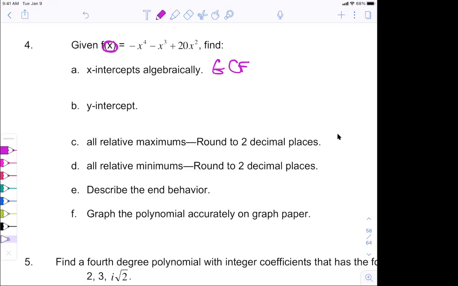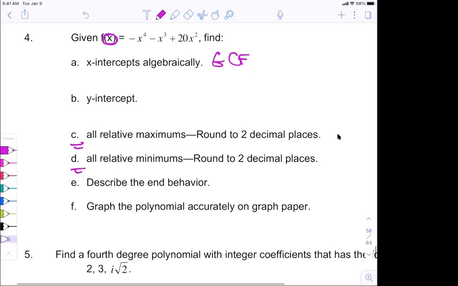Part C and D, finding the max and mins, that's the way you use the calculator. And then describing the end behavior: as x goes to infinity, y does this. As x goes to negative infinity, y does this pattern. So that would be that end behavior. And then graphing it. And you will be given a problem just like that. So it'll look very similar for you to kind of work through. I would say this review worksheet is very close to looking like your test tomorrow.